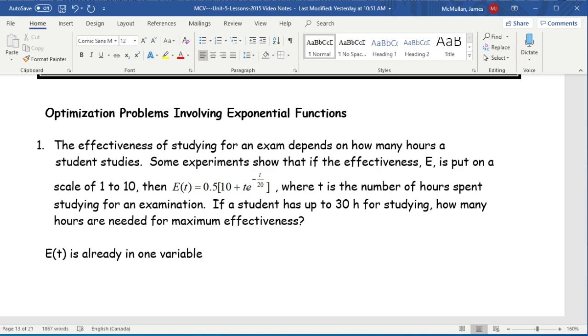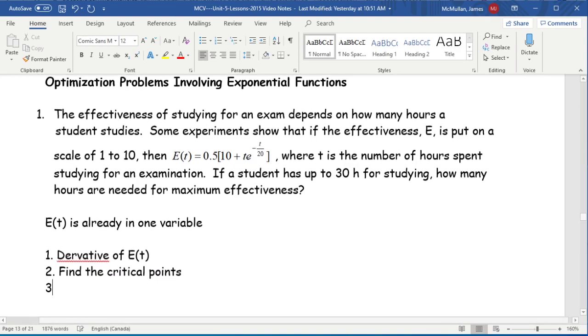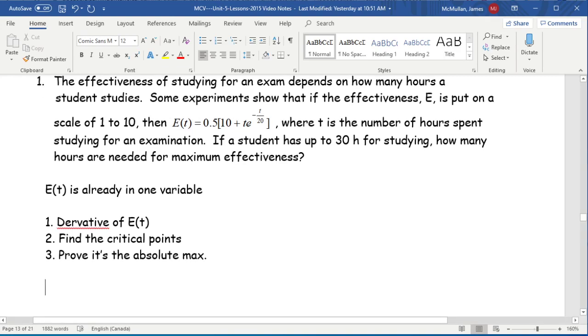What we need to do is follow a three-step process. 1, take the derivative of E of t. 2, find the critical points. 3, prove it's the absolute max. Okay, so that's all we need to do. And then let's just go through and find this right now.